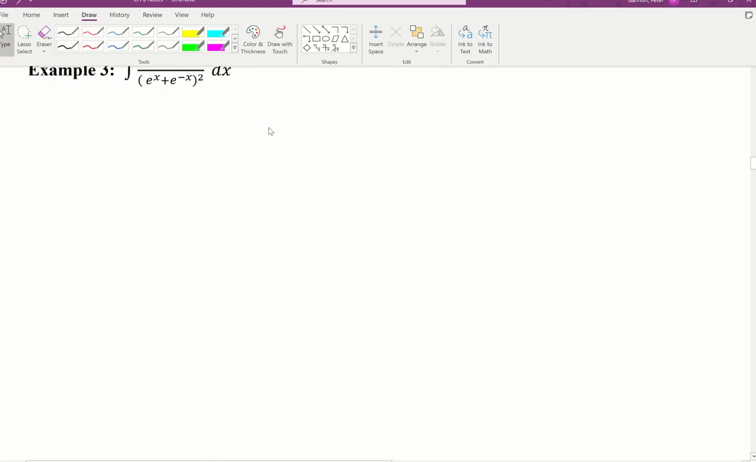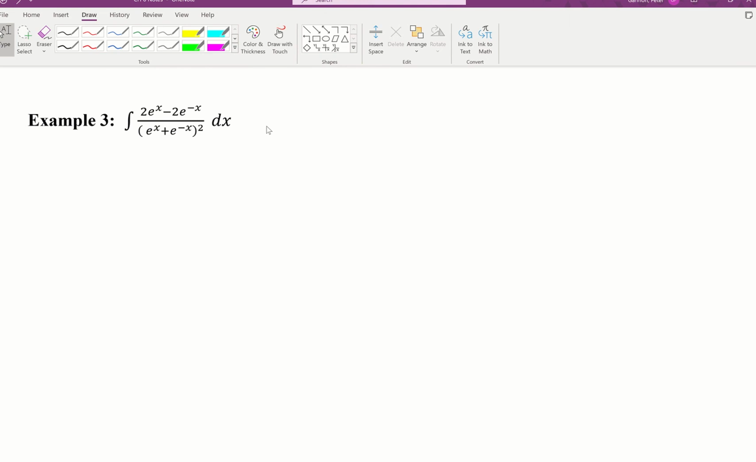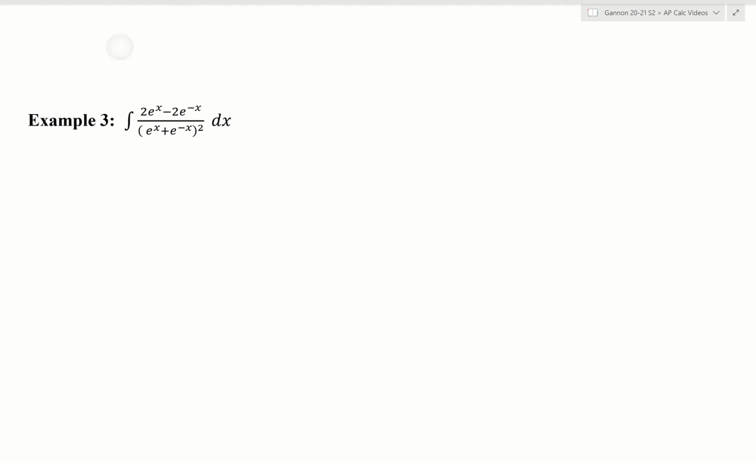All right, guys, let's take a look at example 3. So now when we look at example 3, we have 2e to the x minus 2e to the negative x over e to the x plus e to the negative x quantity squared. So we need to try to figure out what to make u. We've got a quotient, we've got a value taken to a power. Let the inner function be u. So we're going to go ahead and let u equal e to the x plus e to the negative x.